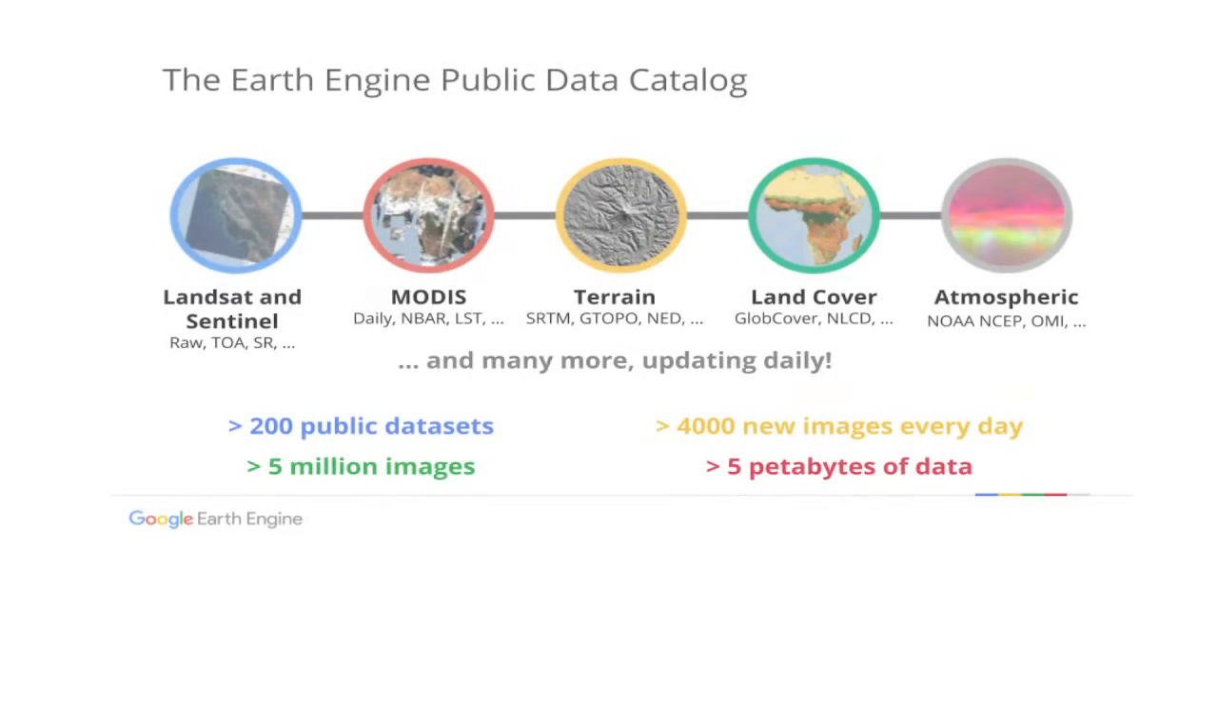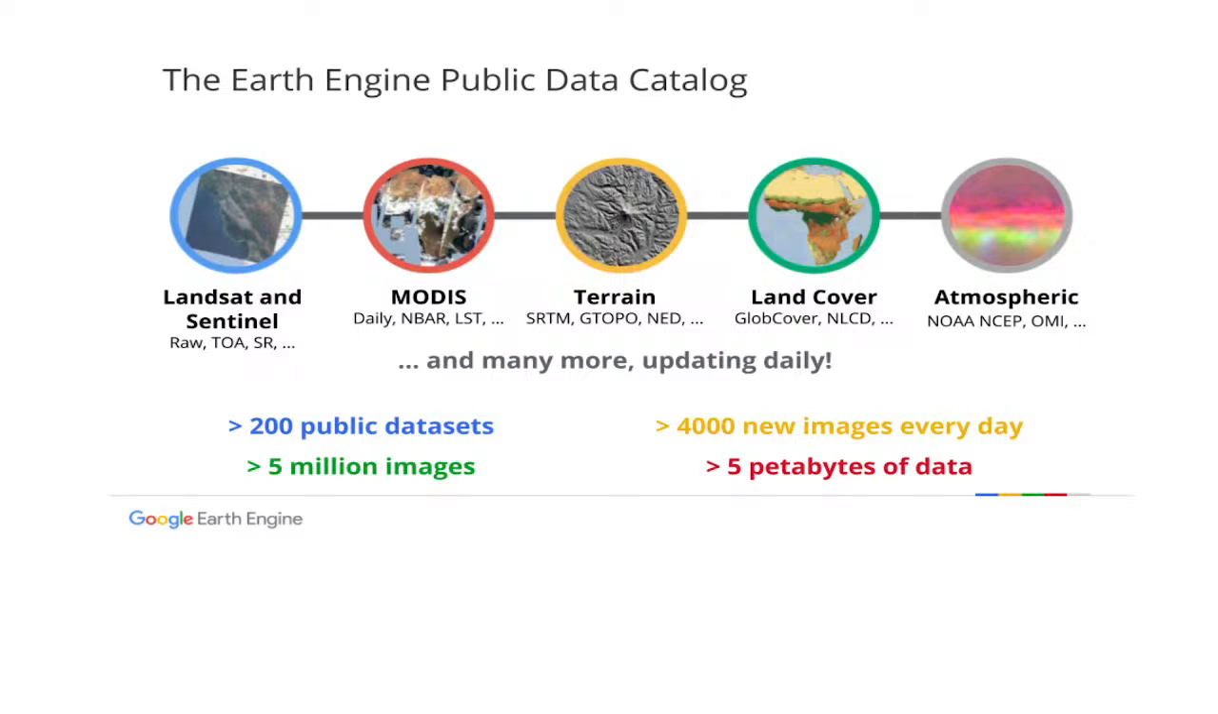So let's go. First of all, this is the Earth Engine public data catalog. In it, we can easily access satellite images: Landsat, Sentinel, MODIS, terrain, land cover dataset, atmospheric dataset. So a lot of datasets we can access without downloading. When you want to work with ArcMap or QGIS software, first you need to download the satellite images. But when you use the Google Earth Engine platform, you don't need to download any satellite images. We can easily access all of them in the Earth Engine public data catalog.